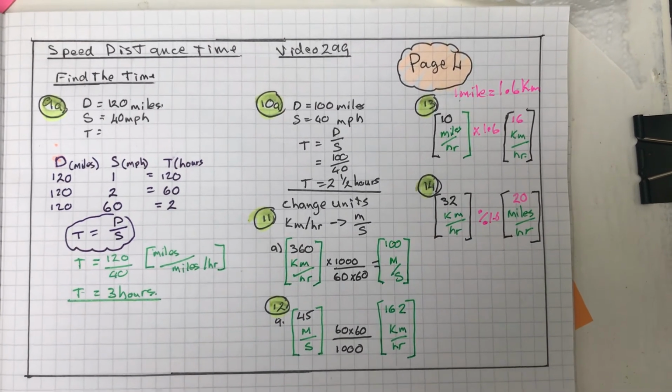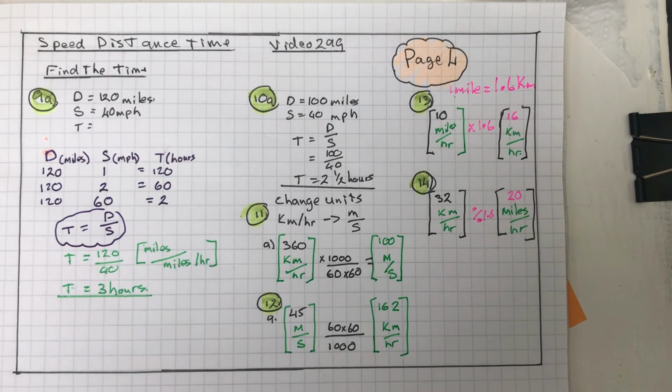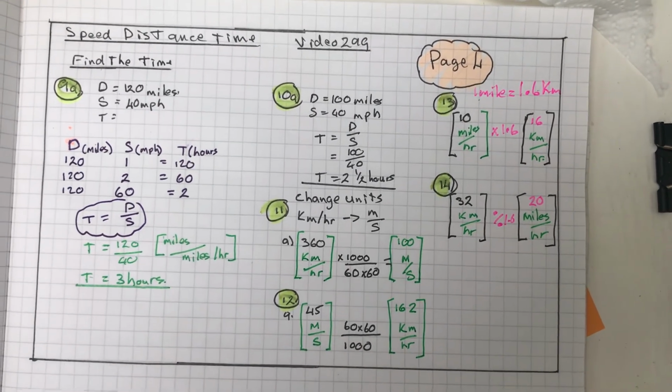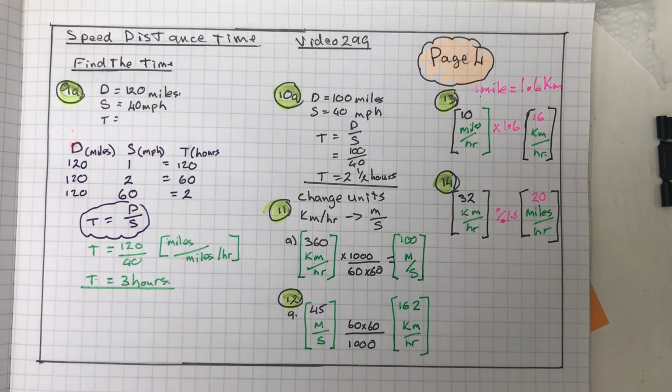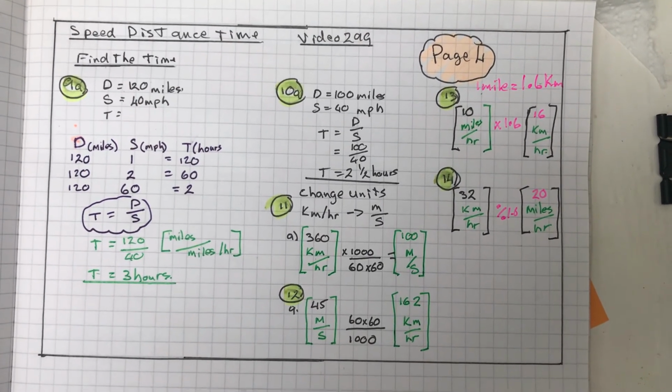Now there's one fact that you need to know in order to attempt 13 and 14. You need to know that 1 mile is roughly 1.6 kilometers. It's not exact, but it is roughly.